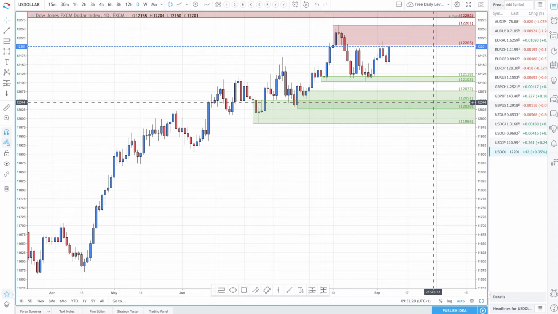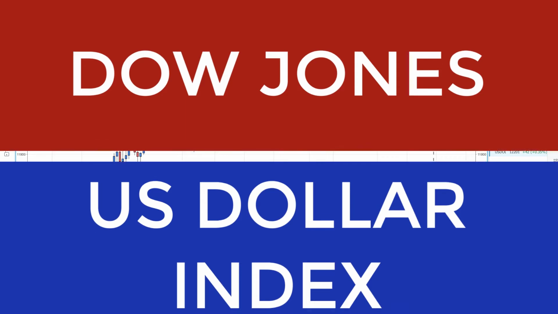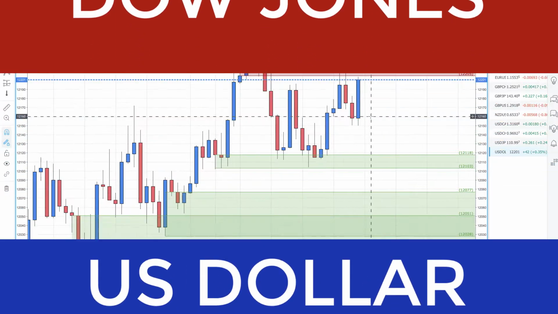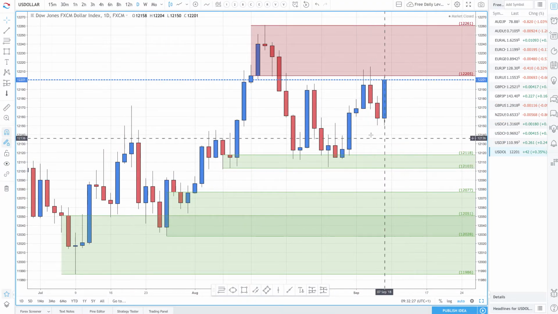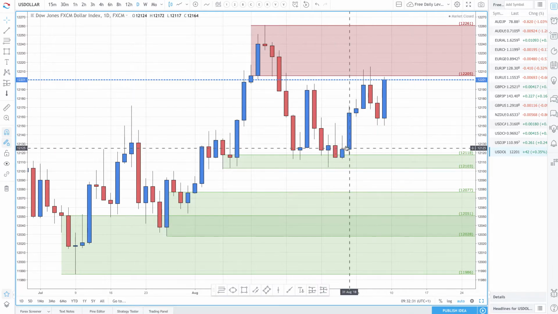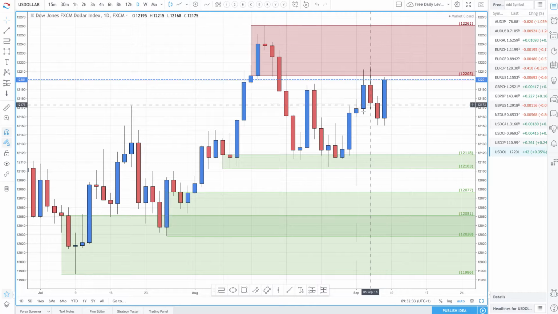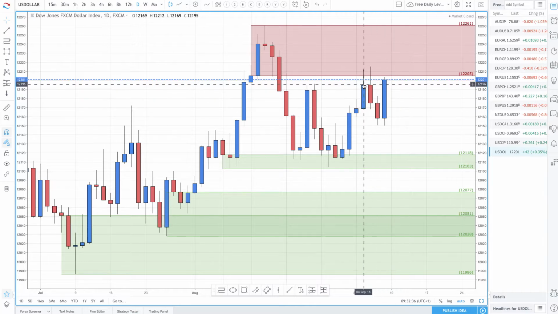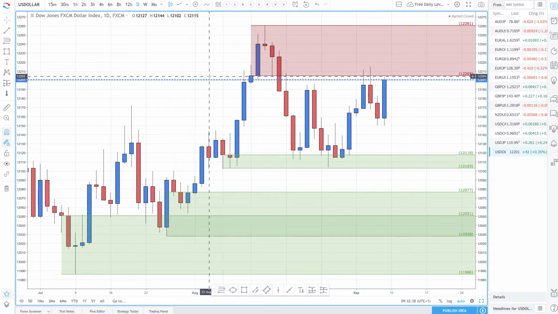So we're going to go straight into it, and we'll start off on the US dollar index. In the US dollar index, last week and the week before, we came up, bounced off of this area right here, and we're potentially creating a higher low. We're into this supply zone here.